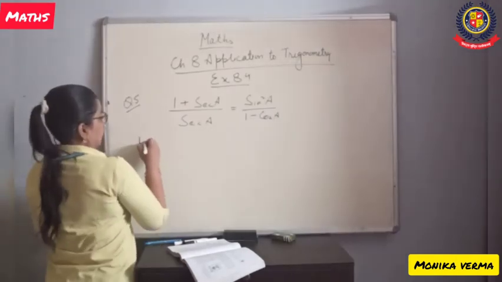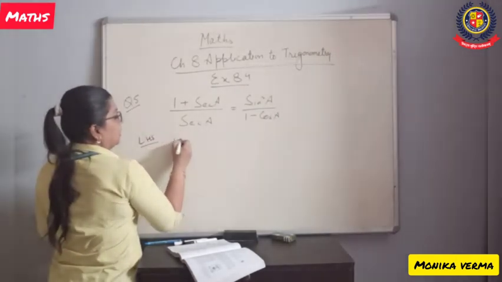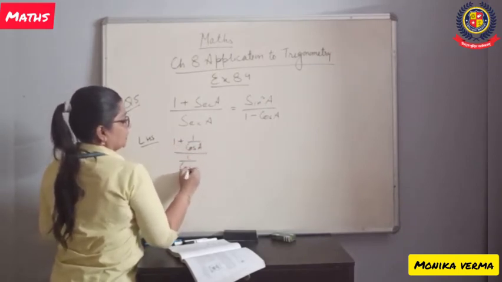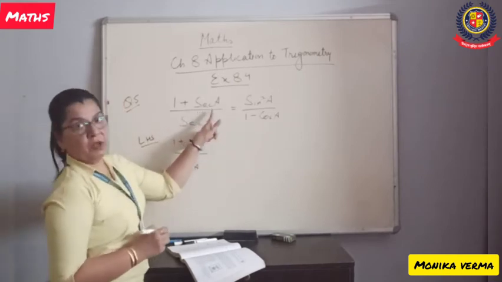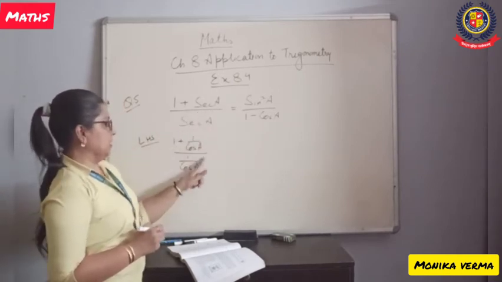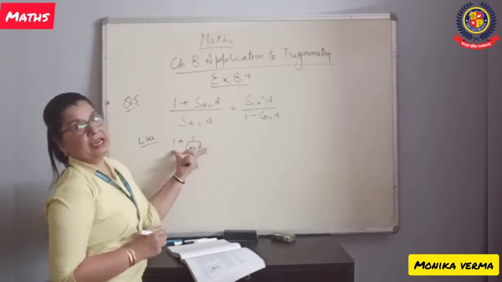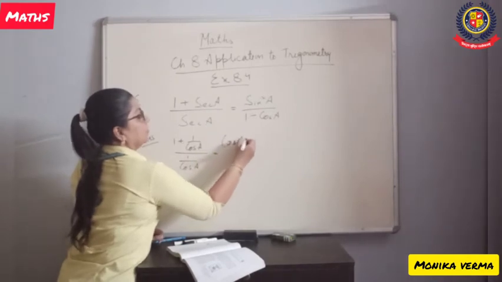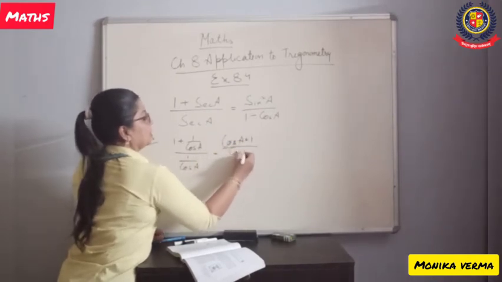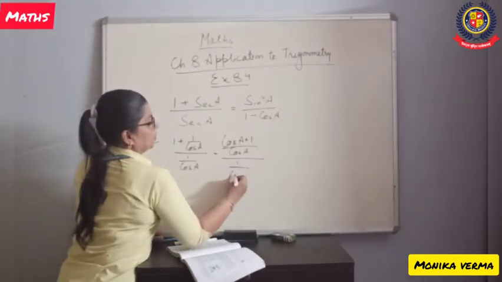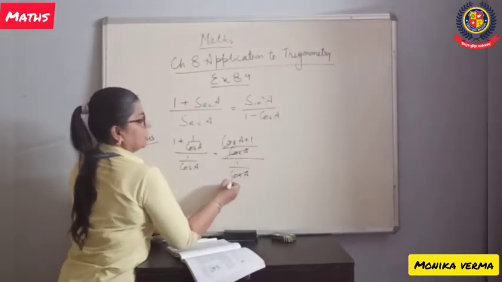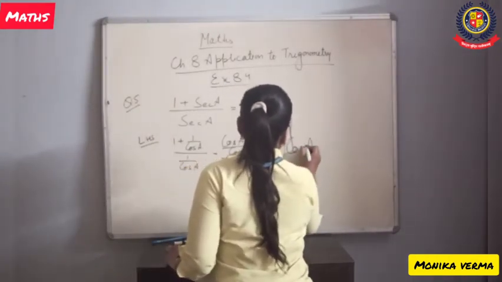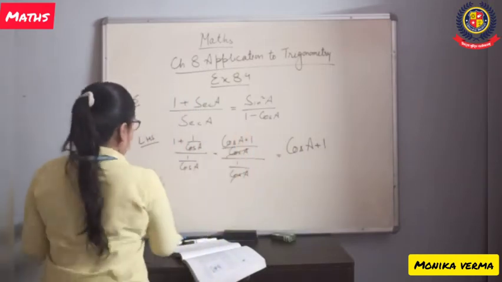Let's do it. LHS: 1 plus 1 upon cos, upon 1 upon cos. Sec is 1 upon cos, I have written this. I will take the LCM in numerator. I will have cos A plus 1 upon cos A, upon 1 upon cos A. I will cancel these both. So, I will get cos A plus 1. Now, I will solve RHS.